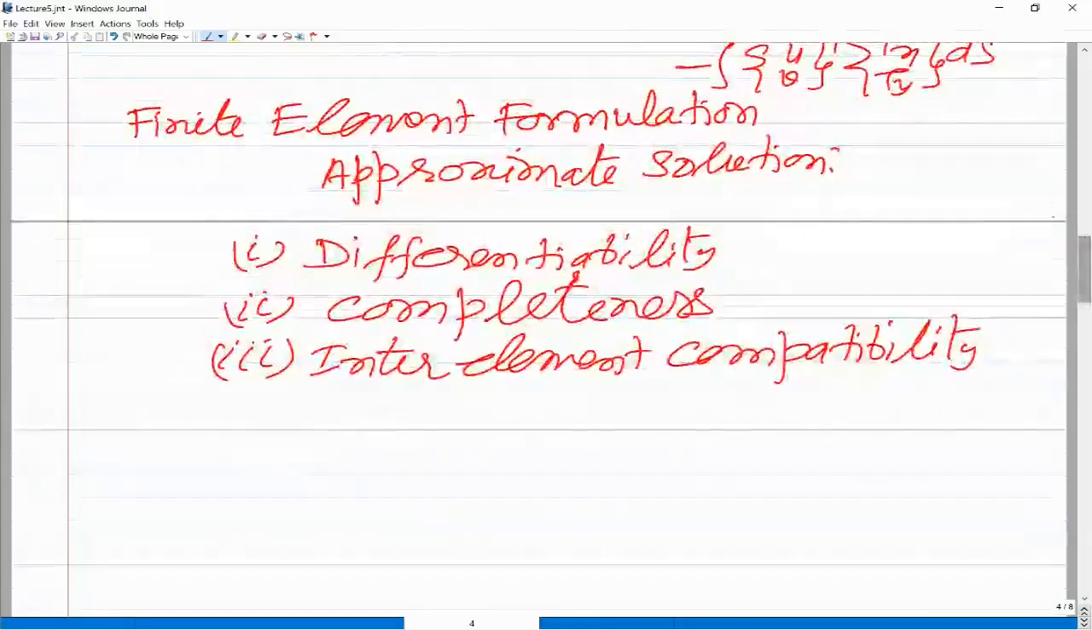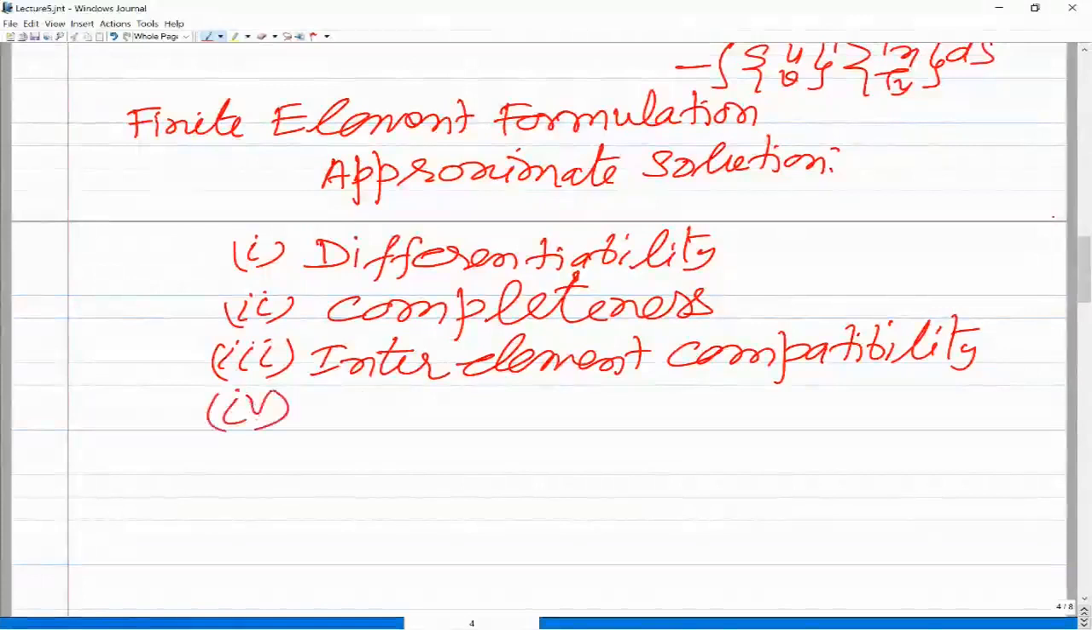So inter-element compatibility means that primary variables, in this case u and v, should be continuous across the element boundaries. Like in 1D, we were talking about the primary variables being continuous across the elements. There the boundaries across the elements are points. Here they would be lines in 2D, and in 3D these are actually surfaces. So in 2D the u and v should be continuous across the element boundaries, element interfaces. So that is the inter-element compatibility.